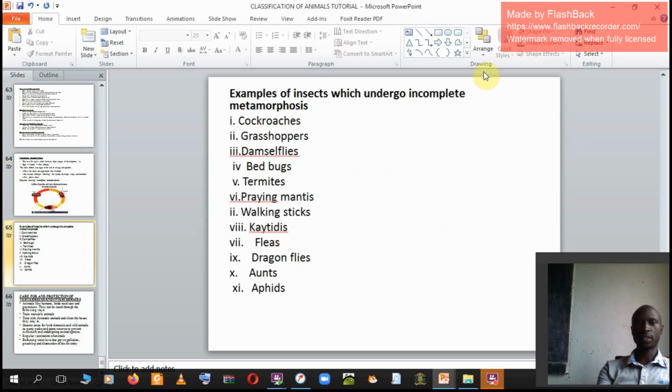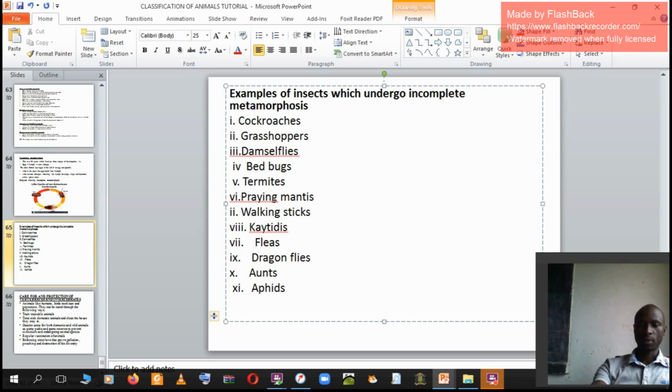Examples of insects which undergo incomplete metamorphosis: cockroaches, we have grasshoppers, we have damsel flies, we have bedbugs, termites, praying mantis, walking sticks, we have katydids, we have fleas, we have dragonflies, we have ants, then we have aphids.